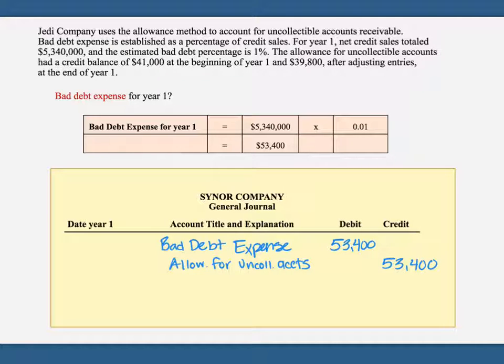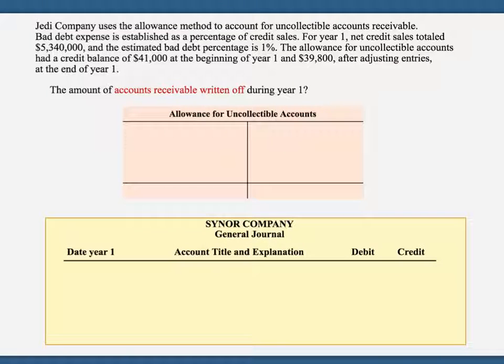The debit to bad debt expense is just like a normal expense account. It increases with the debit. Allowance for uncollectible accounts is a contra asset account against the accounts receivable account, so it will increase with a credit.